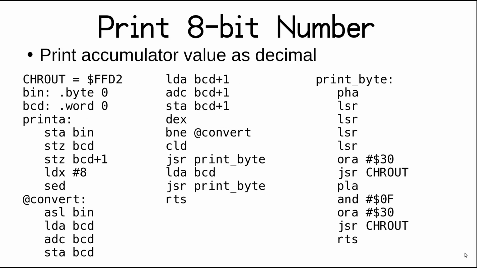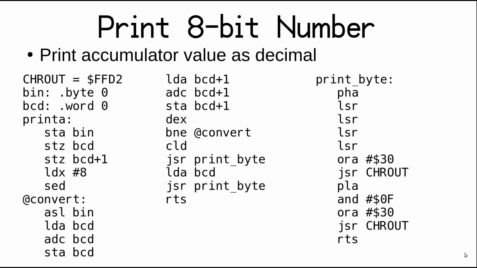You can also use decimal mode to convert binary values into BCD using a simple and fast algorithm. So we're going to write a subroutine that will print the value in the accumulator as a decimal string to the screen. To do this, of course, we need our old friend carout to do the printing, and then a couple variables to do our work. Bin to hold the binary value we are converting, and BCD to hold the resulting 16-bit BCD value that could contain 4 decimal digits. We label our subroutine print A and start by storing the value in A to bin and initializing BCD to 0.